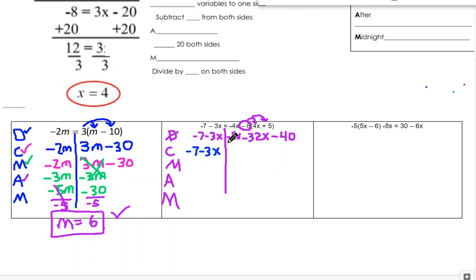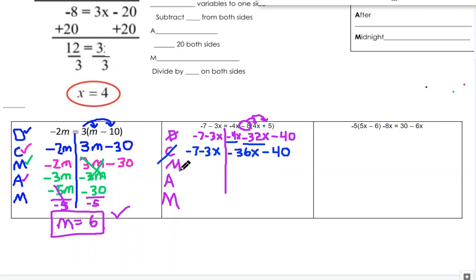On my right side, though, I can combine this negative 4x and this negative 32x. Negative 4 minus 32 will give me negative 36x. I can't combine this minus 40 because it doesn't have an x. I can only combine things that have the same letter.